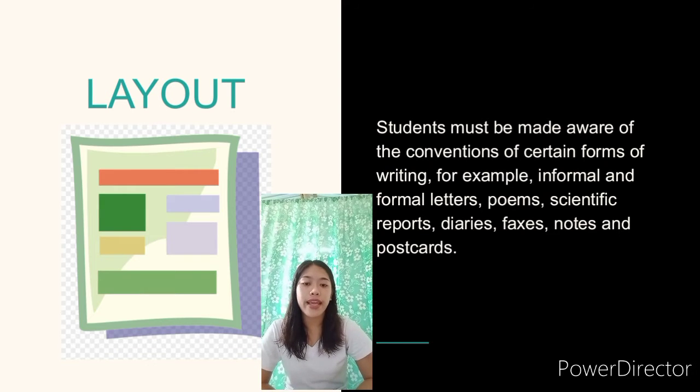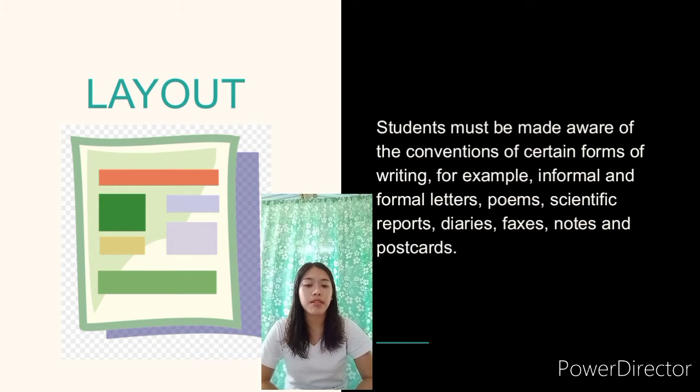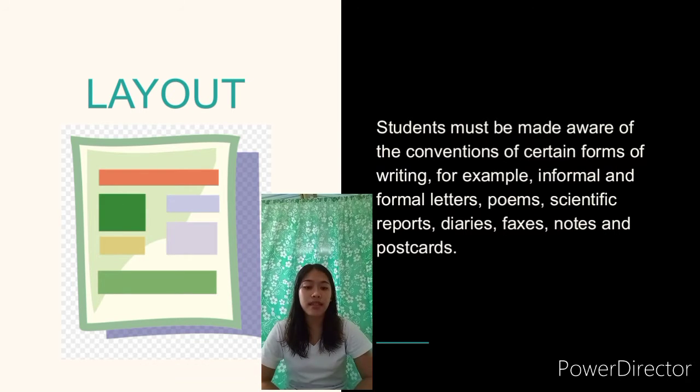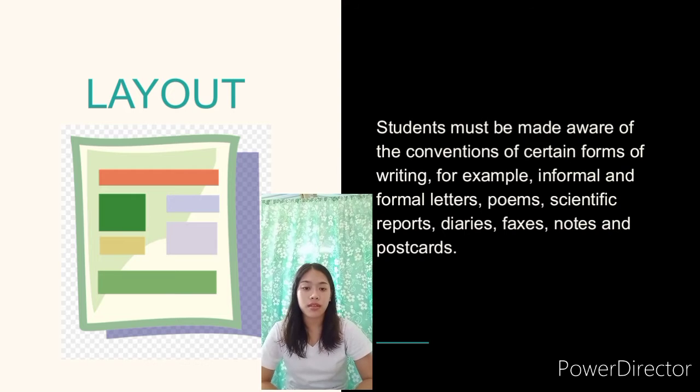Next, we have the layout. Students must be made aware of the conventions of certain forms of writing. For example, informal and formal letters, poems, scientific reports, diaries, faxes, notes, and postcards.